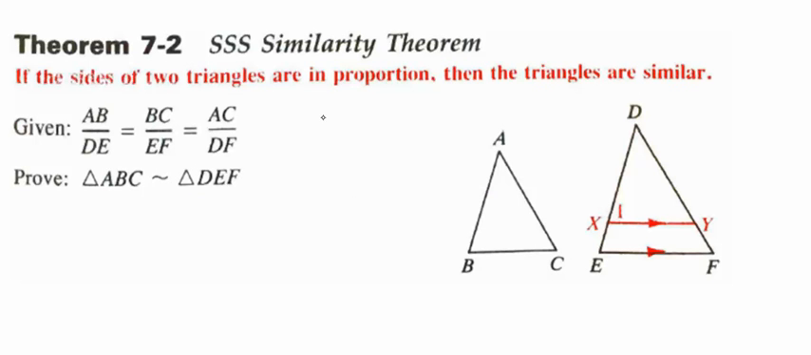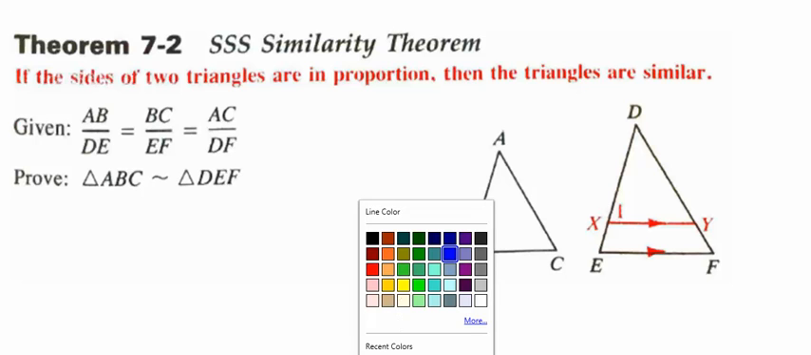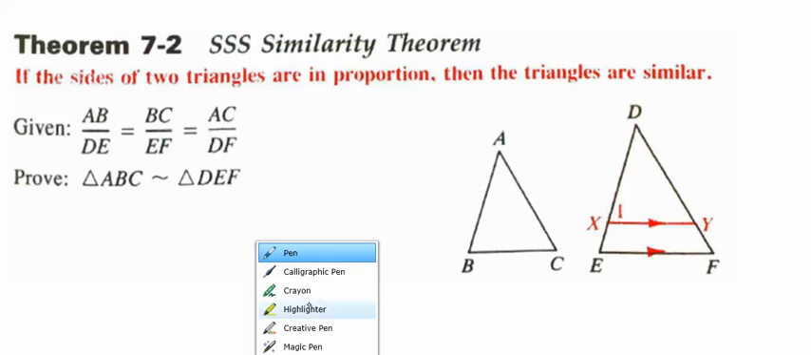So our next theorem is the side-side-side similarity theorem. It says if the sides of two triangles are in proportion, then the triangles are similar. So not two sides, but all three sides. So I'm going to grab my highlighter here.